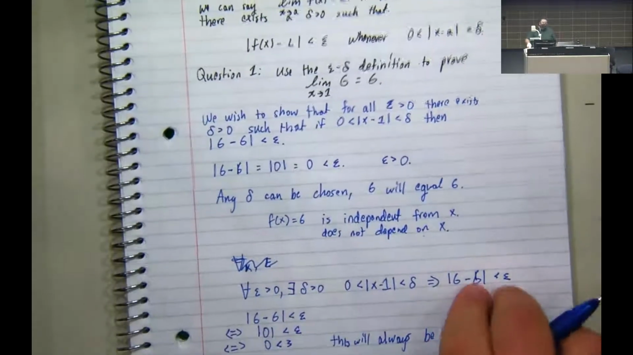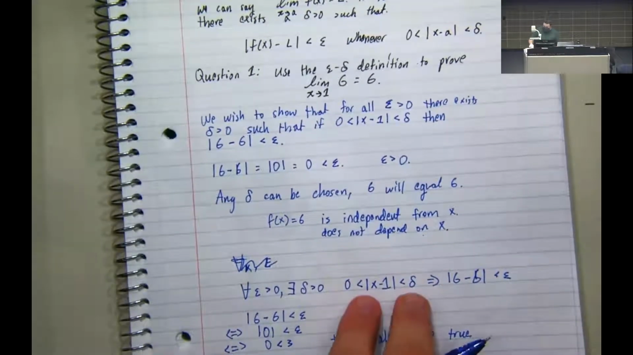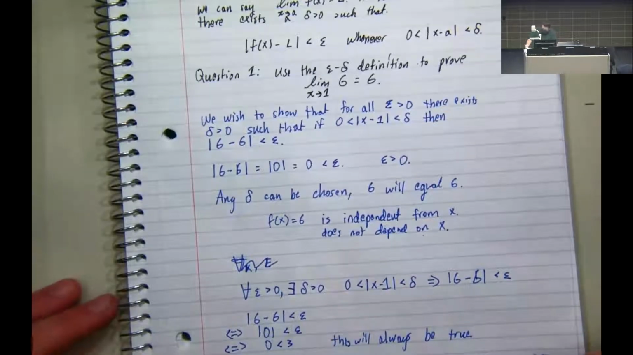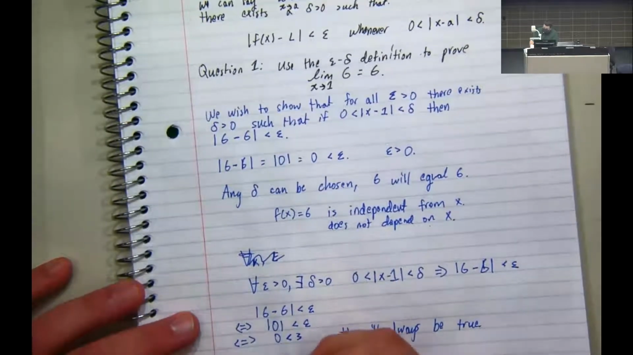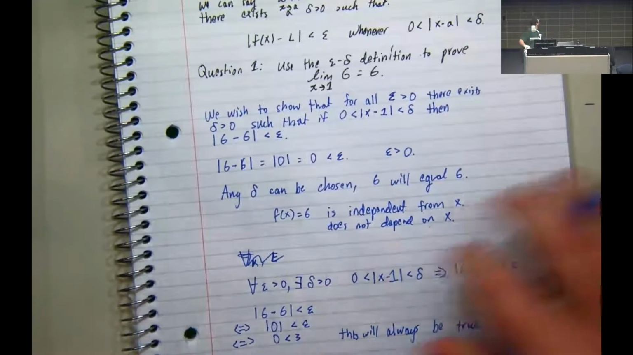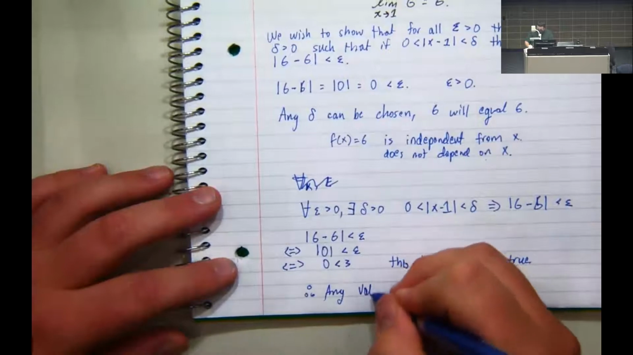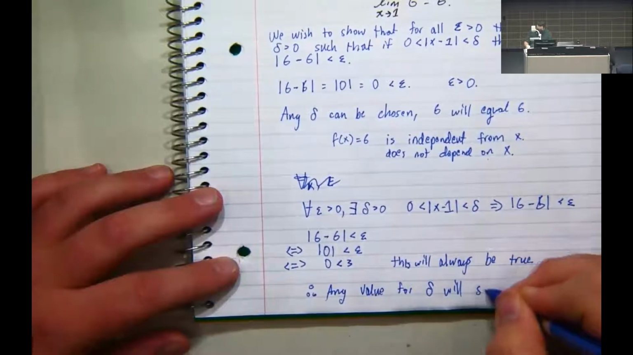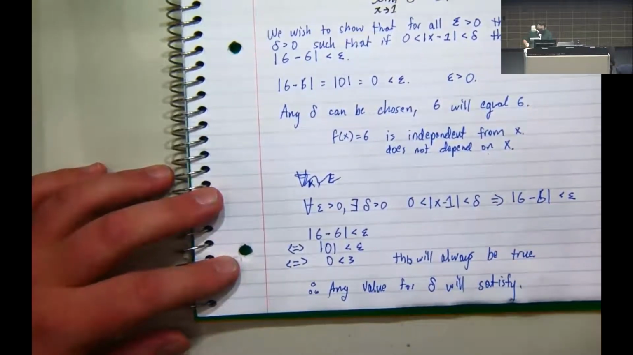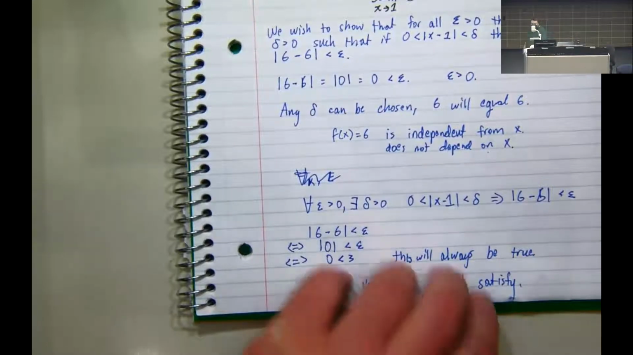And so because the right-hand side of the implies statement is always true, that means we can choose any value of delta up here. So therefore, true. There we go. Any value for delta will satisfy. Any other questions? No, moving on.